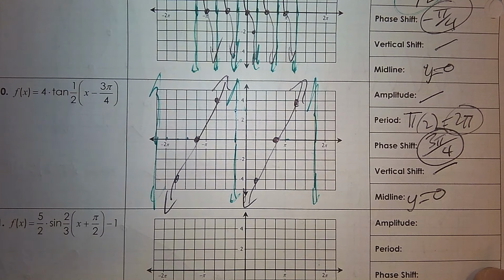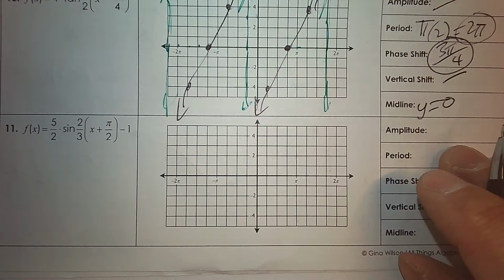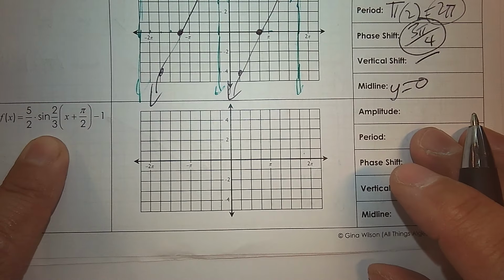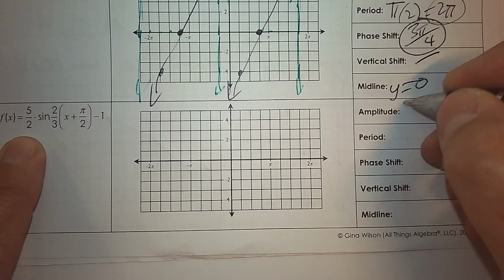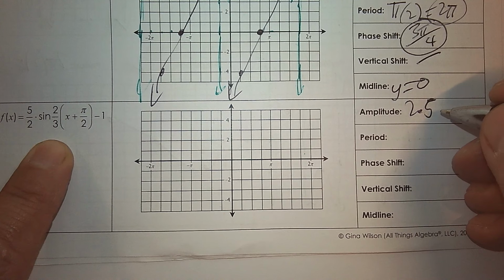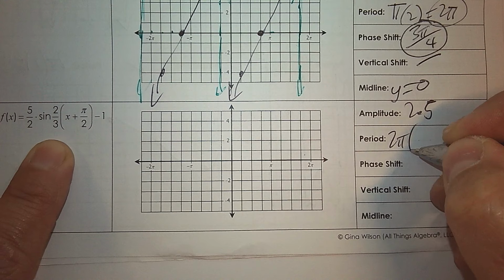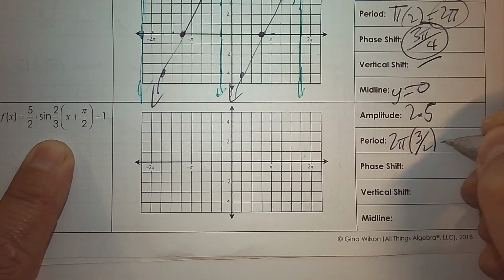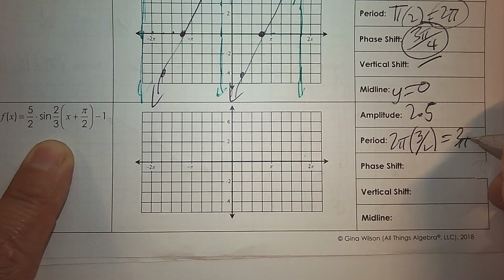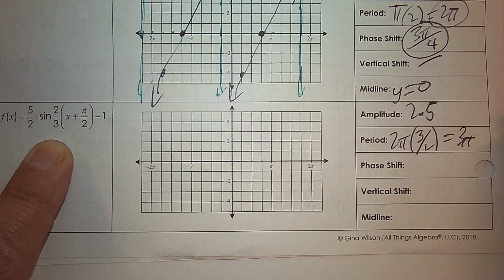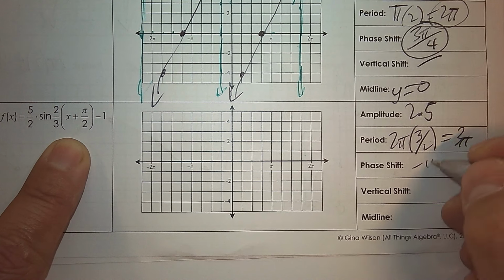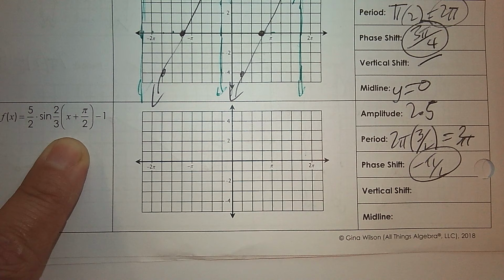All right, last one, number 11. Sine. Look at all these fractions. So beautiful. Sine does have an amplitude, 2.5. The period would be 2 pi, but times the reciprocal, and cross out the 2's, you have 3 pi. The phase shift is where I'm starting, negative pi over 2. And we have a shift down 1.